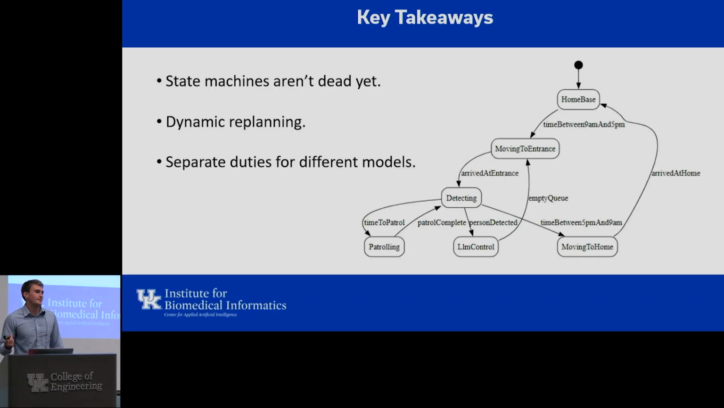Okay, so there are some key concepts in this application that apply to similar applications. For one, you can't get rid of state machines and rule-based systems altogether. It wouldn't make any sense to use a language model for something that you could do in one line of code. For example here, we start at the home base, and then if the time's between 9 a.m. and 5 p.m., we start moving to the entrance. If you tried to use a language model for that, it would probably work, but it would just be dumb, it would be wasteful, it doesn't make sense to do.